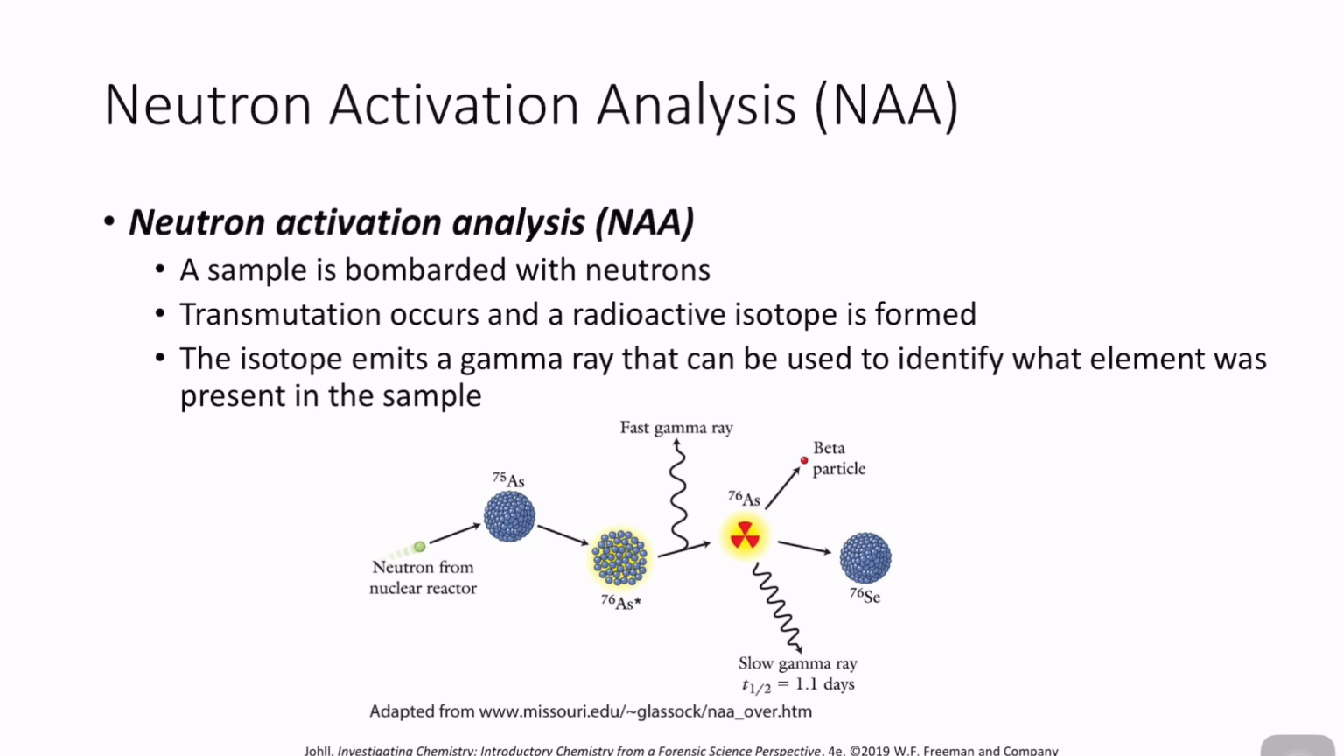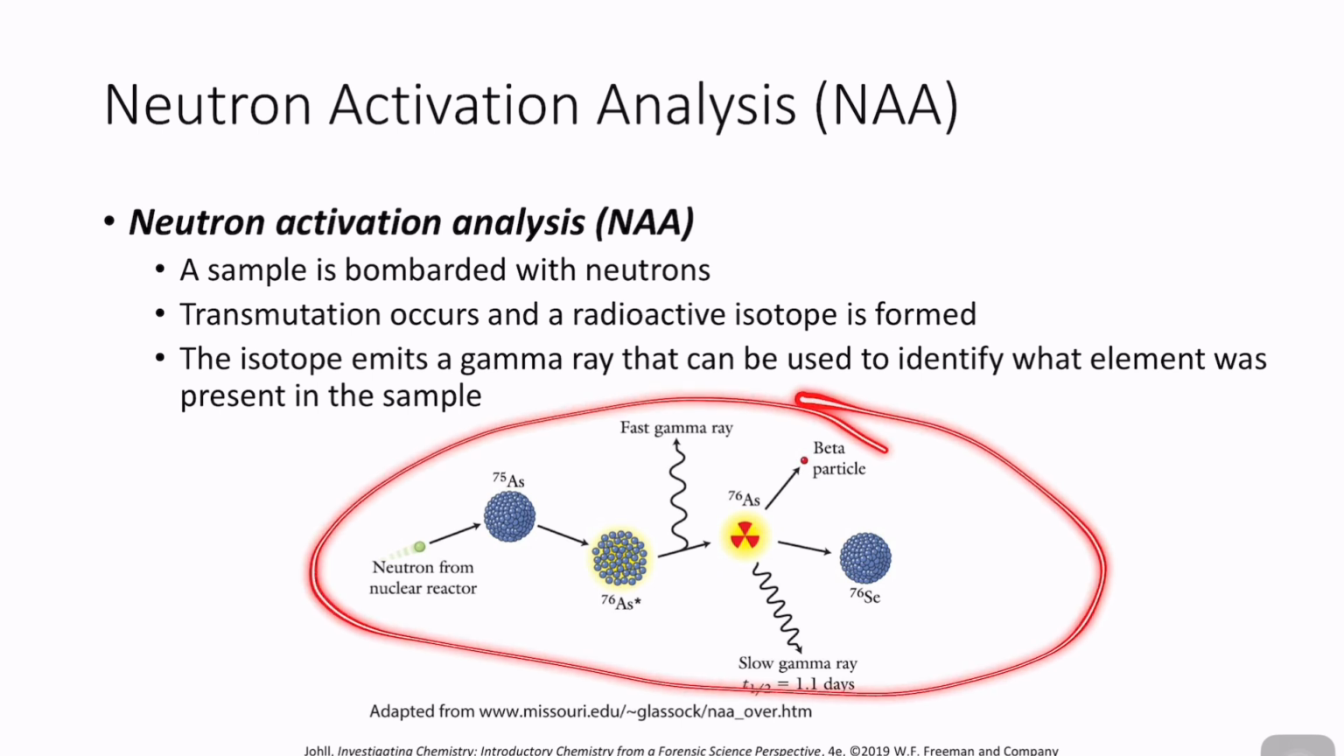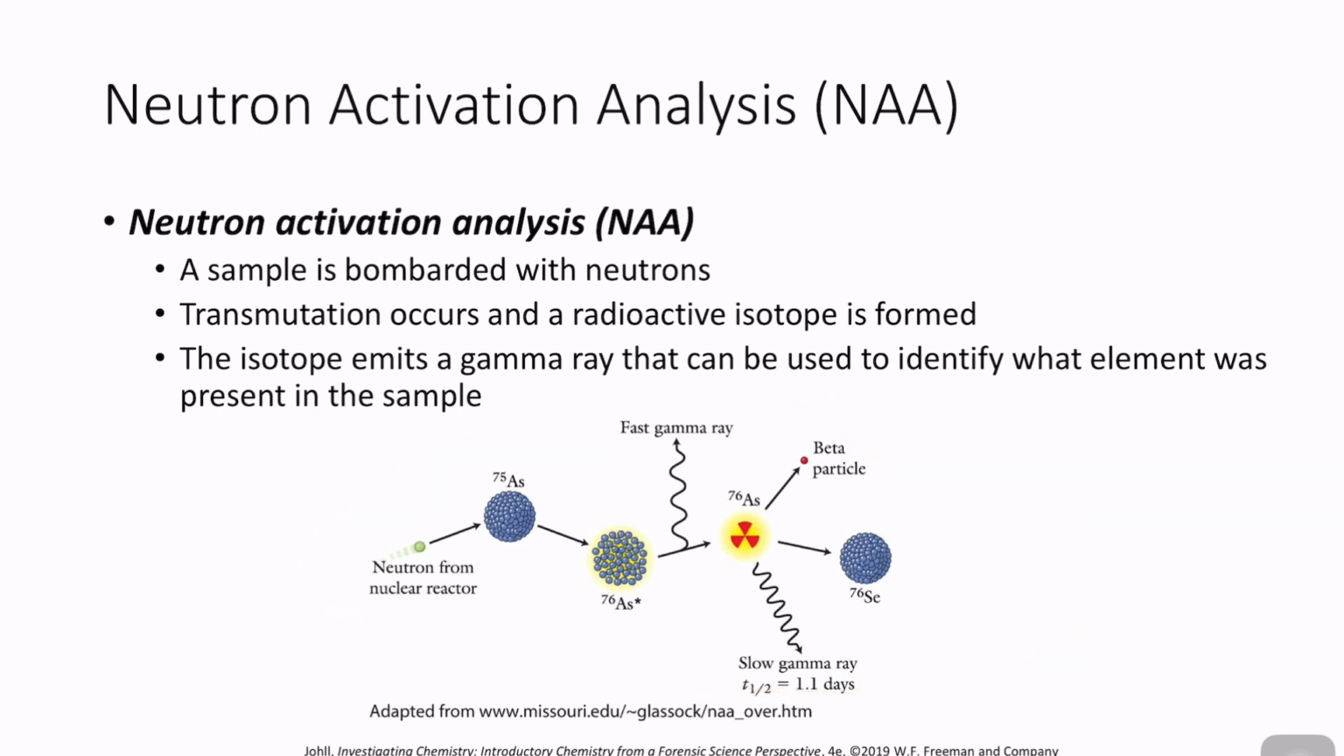So this little figure here shows the process that neutron activation analysis can undergo. This was used to determine that only two bullets hit President John F. Kennedy when he was assassinated. It was also used to determine that President Zachary Taylor was not poisoned with arsenic.